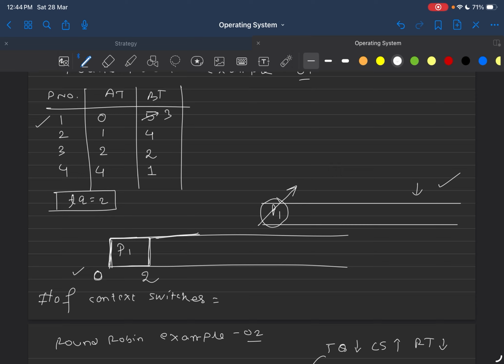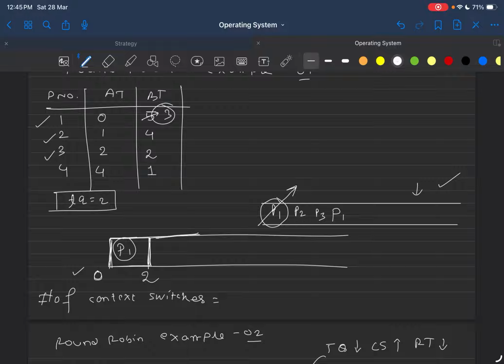Now at time t equal to 2, before scheduling your next process, please go and update the queue. By time t equal to 2, what processes have arrived? Process P2 and process P3, write it down. Now the catch is, is your process P1 over? The answer is no, because process P1 requires 3 more units of burst time. So after updating the queue, push this P1 into the queue also. Now your queue is updated.